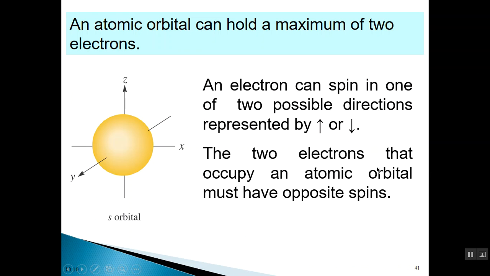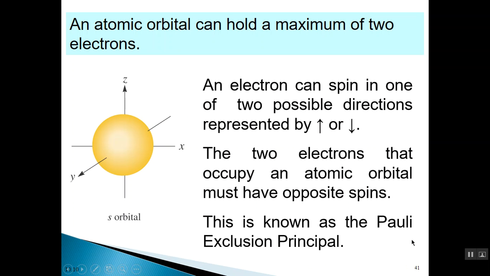So if you have 2 electrons occupying the same atomic orbital, they must have opposite spins, right? And this is largely as a result of a law known as the Pauli exclusion principle. I won't go into what the principle actually says, but one consequence of this principle is what I just stated. If you have 2 electrons occupying the same orbital, then those 2 electrons must be spinning in opposite directions.